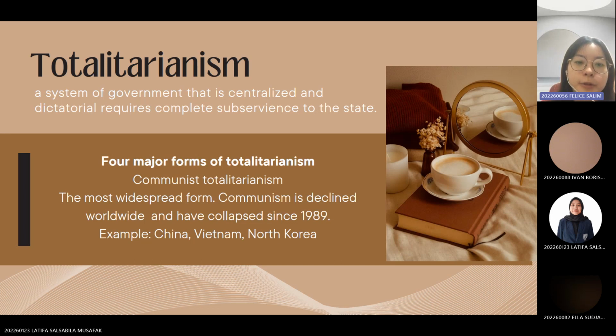So there are four major forms of totalitarianism. The first one is communist totalitarianism, the most widespread form. Communism has declined worldwide and has collapsed since 1989. For example, China, Vietnam, or North Korea. Next slide, please.